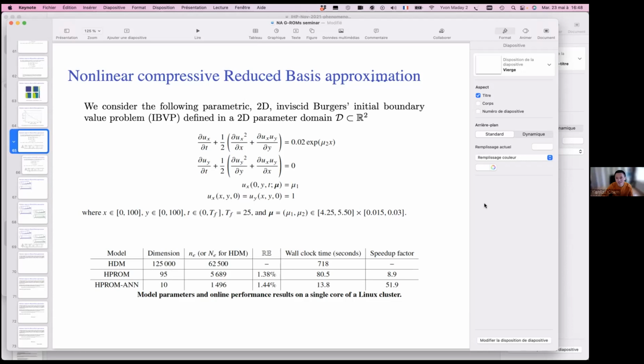Hi, Yvon. It's a great and entertaining talk as always. I just have a quick question. For the 10, you were saying the accuracy is better because 10 is like 140, right? The M bar.